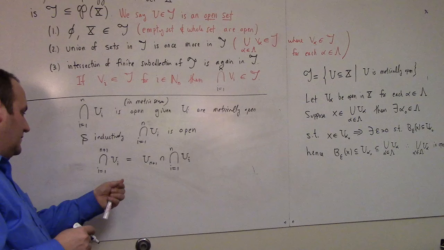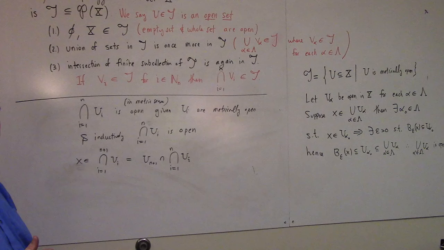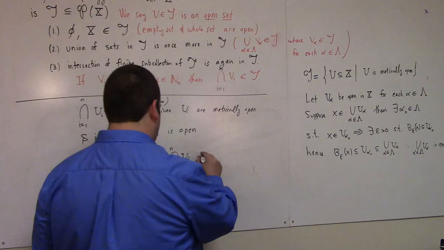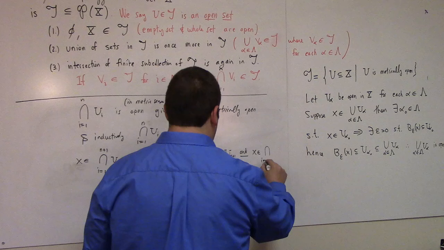Okay, so there we have to show what then? We want to pick x, an element of here, right? I'd like to show that that's an interior point. So if x is in the intersection, what does that mean? x is an element of u sub n plus 1, and x is an element of the intersection i equals 1 to n of u sub i.